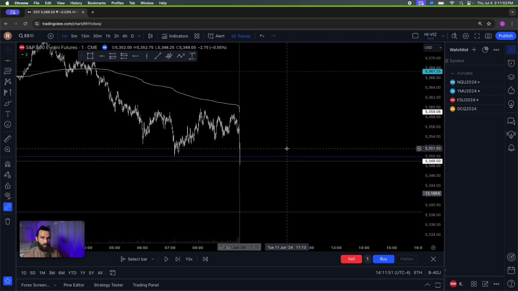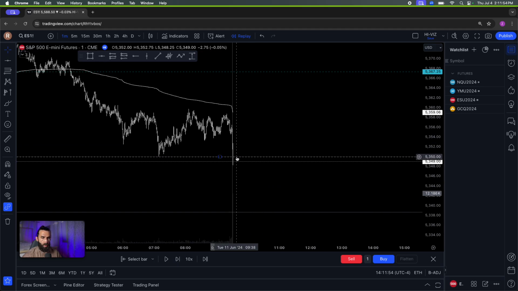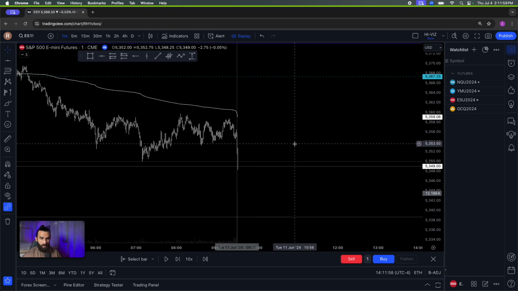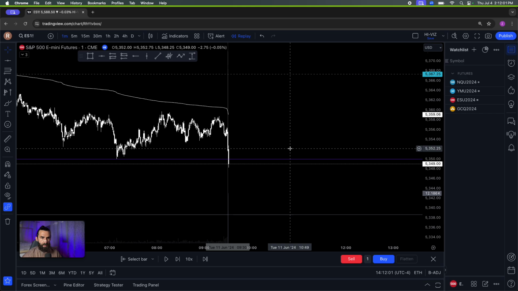Okay, so we opened up very bearish, came right down and broke down below the pre-market low. I'm not jumping in for a buy or sell here just yet. I'm going to wait to see what happens. And I don't wait for a specific confirmation.